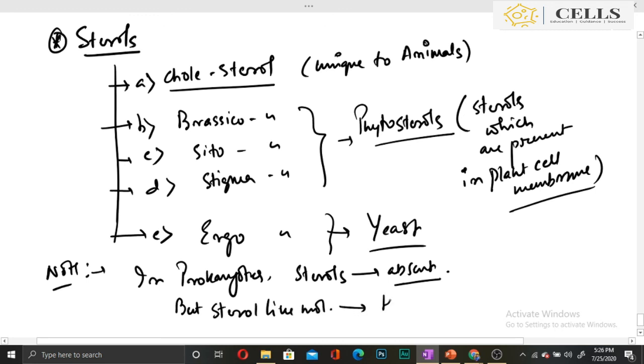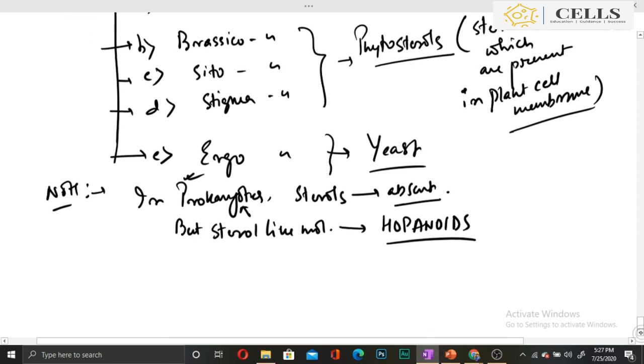And they are called the hopanoids. They are called what? Hopanoids. Hopanoids are sterol-like molecules present in the prokaryotes. These are also very important. Now let's go to the functions of the sterols.